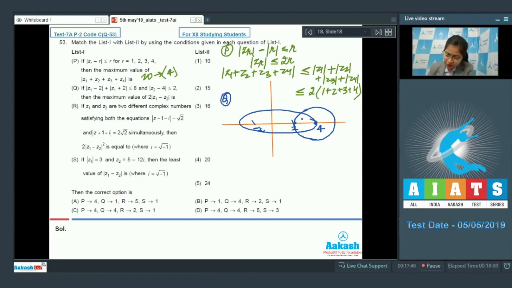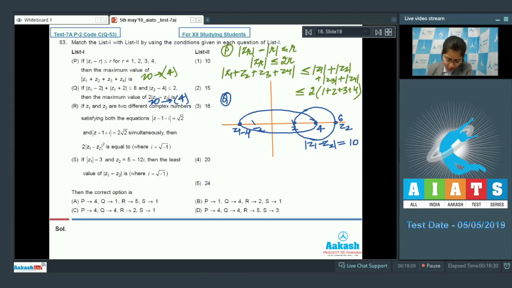Now, we have to find the maximum value of mod z1 minus z2. That will be when z1 is here and z2 is here. So, z1 minus z2 will have a maximum value equal to 6 plus 4, that is 10. The maximum value of 2 times this will be 20. So the answer is again option number 4.